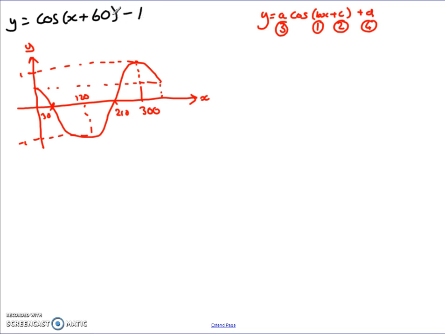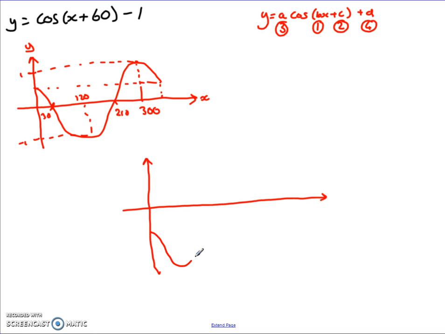We've now got to do the -1 bit. So we've now got to take this entire curve and shift it down 1 to get our final version that we're after. So in doing so, focus on the maximum and minimum. So the maximum, if we shift it down 1, would go onto the x-axis, and our -1 would go down to -2.